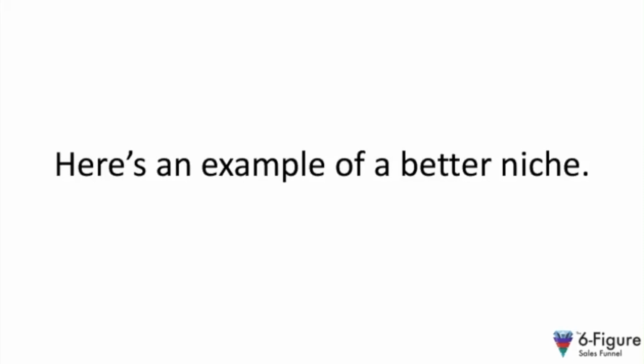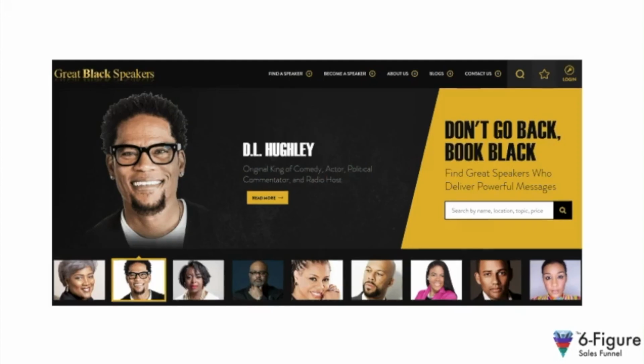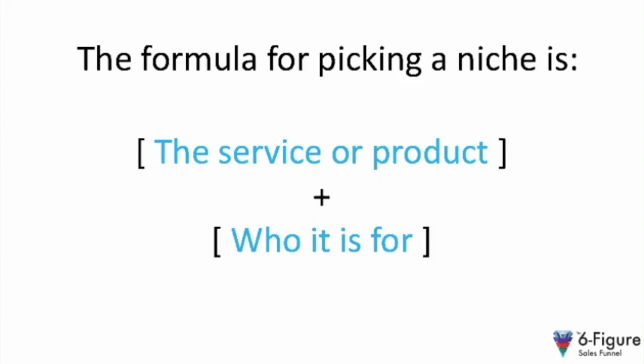Here's an example of a better niche. This one is actually from a current client. Lawrence Watkins, who has a very successful six-figure sales funnel, and his niche is an African American Speakers Bureau for universities and professional organizations. Lawrence's funnel for GreatBlackSpeakers.com has been super successful in dominating his market, in no small part thanks to his strategic niche market choice. Notice the formula for picking a niche is the service or product plus naming who it's actually for. This is a potential headline worth including in the sales copy for your upcoming landing page.